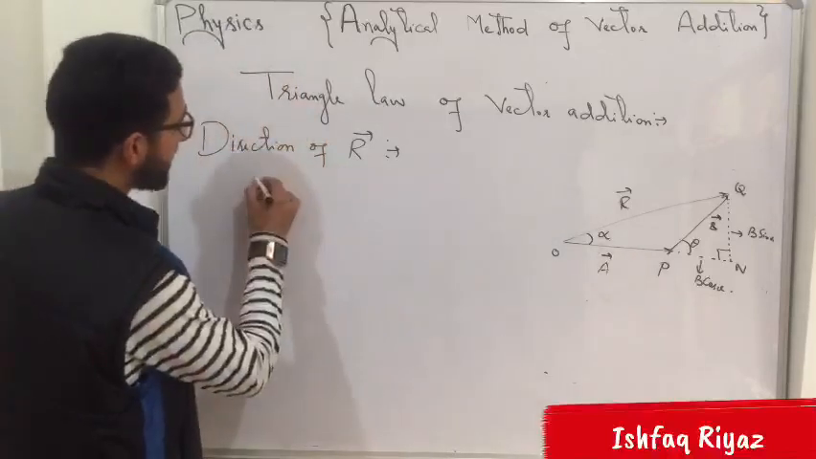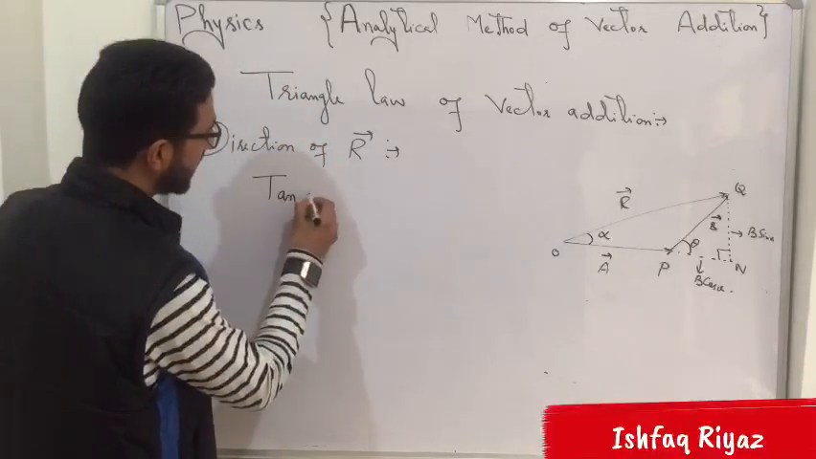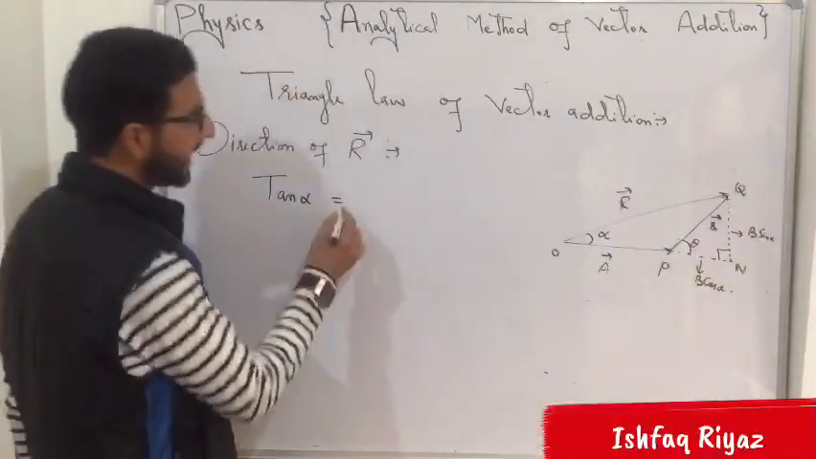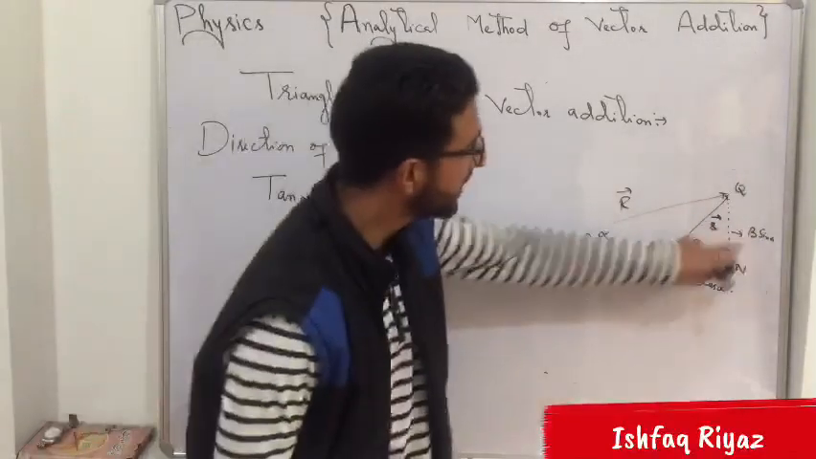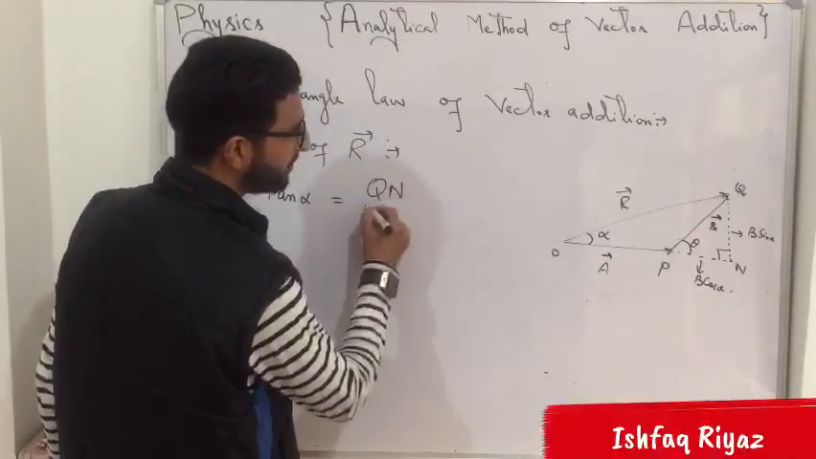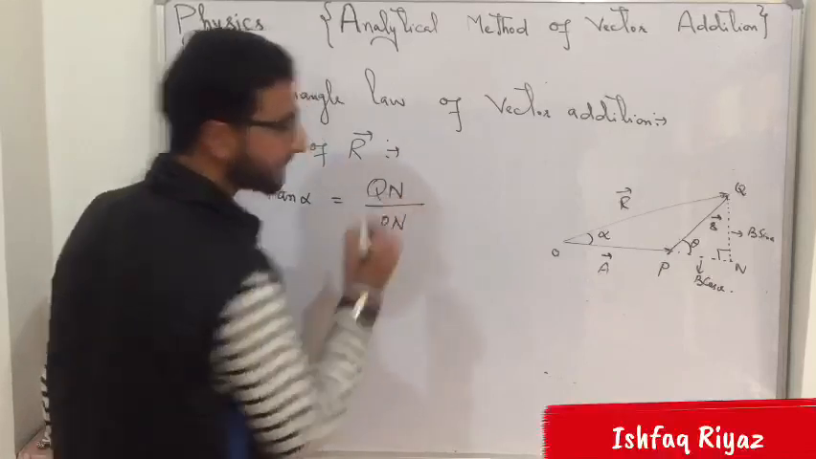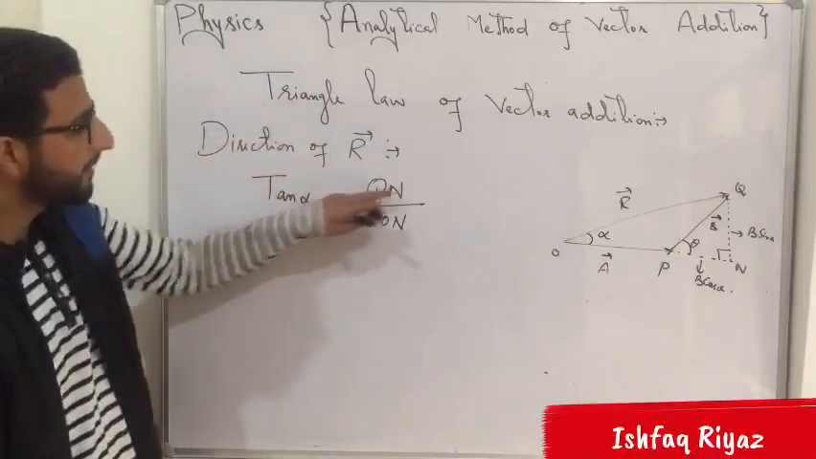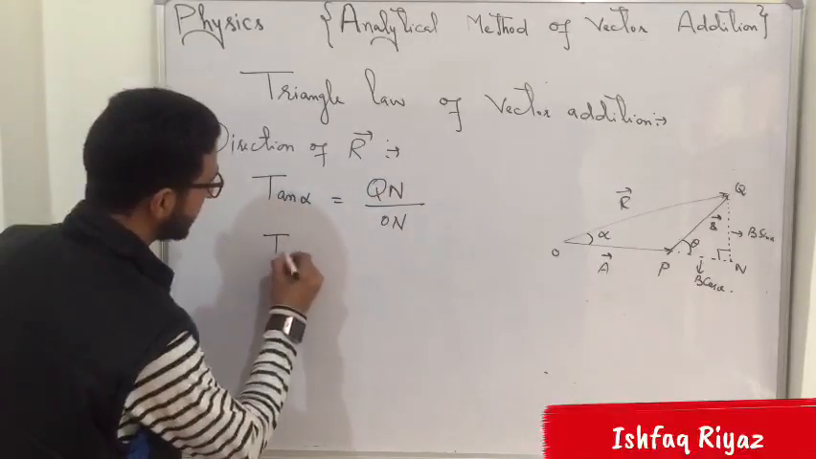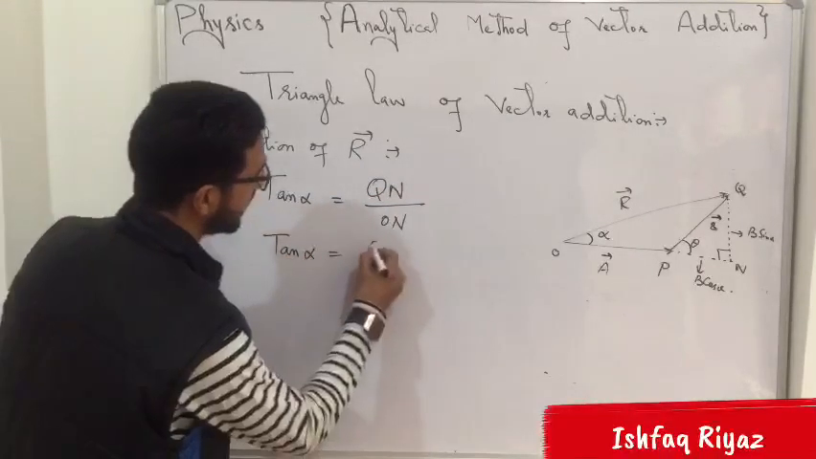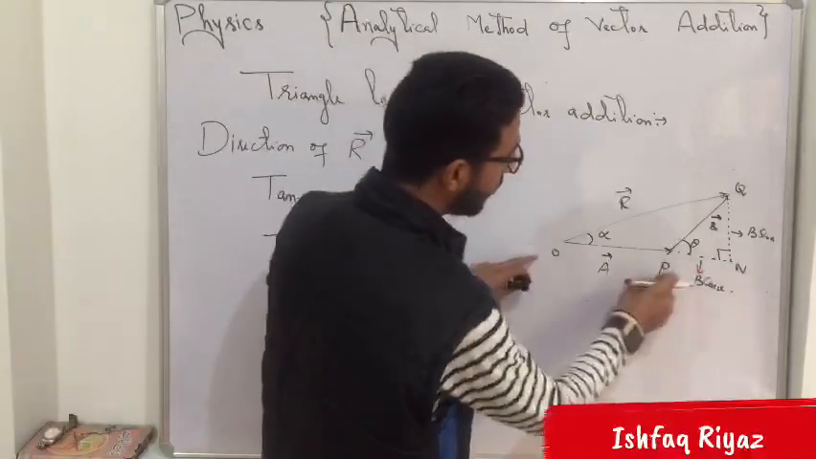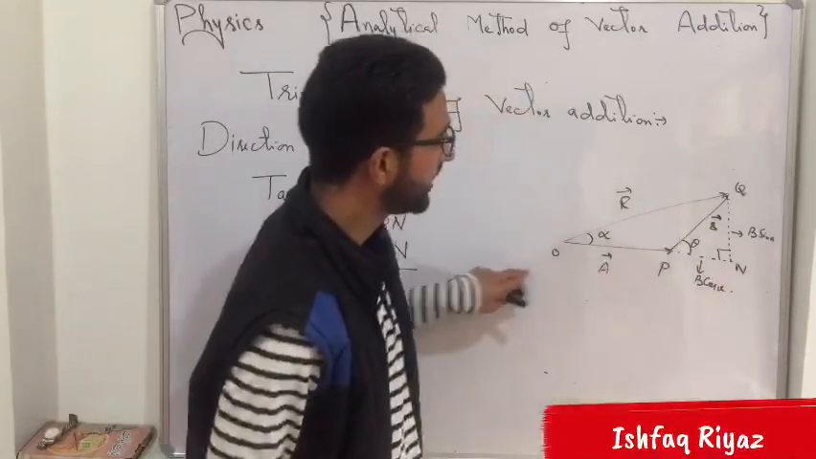जरा मुझे tan of alpha calculate करके दे दो. In the right angle triangle ONQ, tan of alpha is equal to perpendicular by base. So perpendicular here is QN, base is ON. ठीक है ना? So this is tan of alpha given by QN divided by ON. Now I will write tan of alpha is equal to QN, I have already calculated, divided by, again I will write OP plus PN in place of ON.